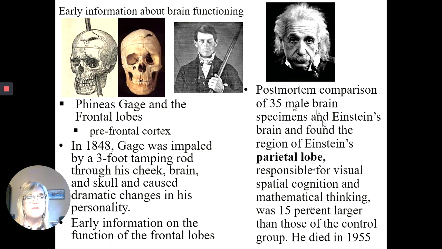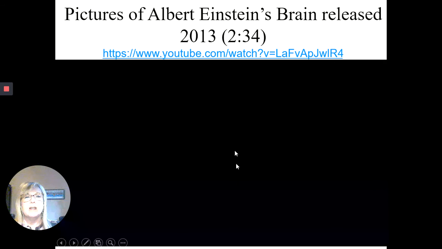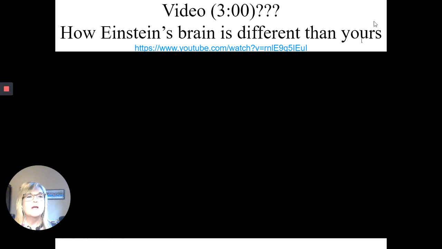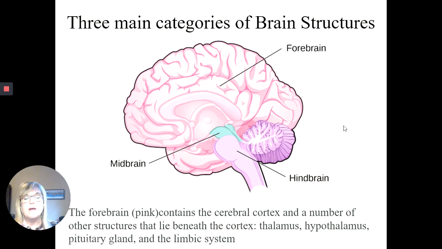They also found that his corpus callosum was thicker than the average person, and that makes sense because he used both sides of his brain much more than most of us did. So interesting to know. And there's a couple videos here that you could watch about Einstein's brain if you're interested in that. These are all embedded in my PowerPoint that I put the link in at the top of these videos.